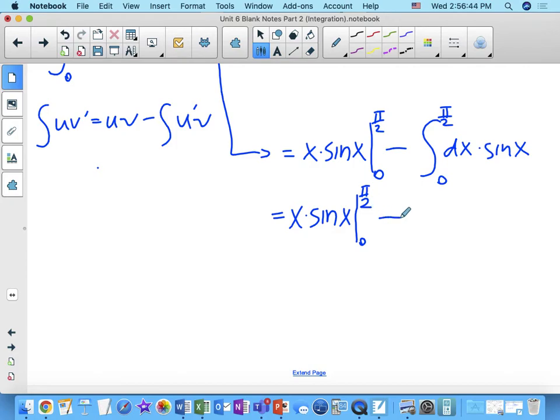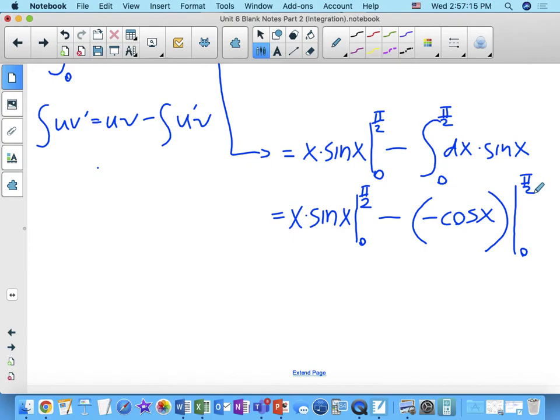Okay, so what's the antiderivative of sine x? Negative cos x, that's right. Because the derivative of cos x is negative sine x. So if we have positive sine x, this would have to be negative cos x. And here we have to put this in as well. Right, and then actually we can just combine the two because they have the same lower and upper limits.